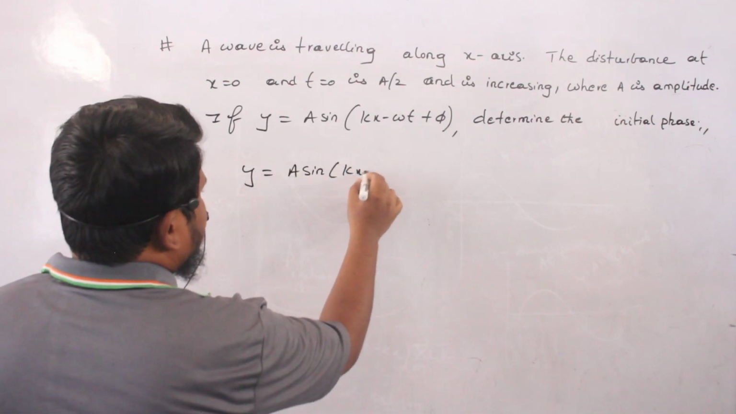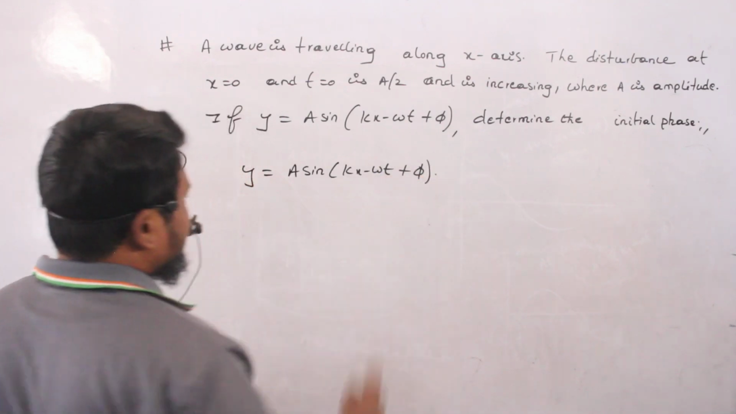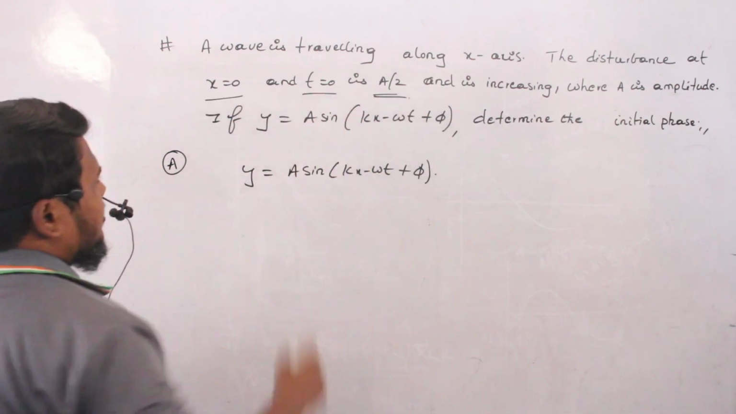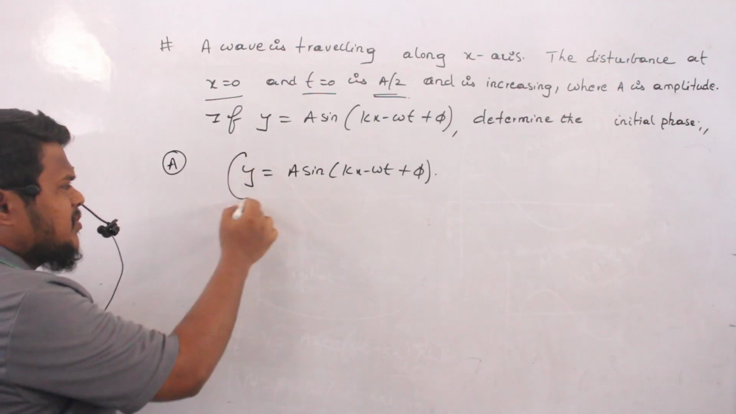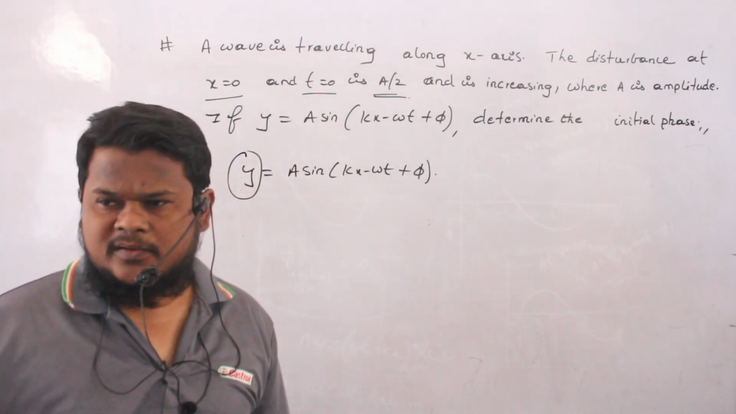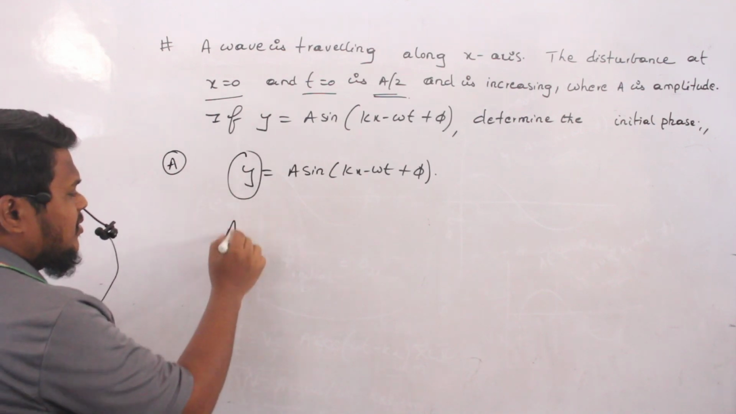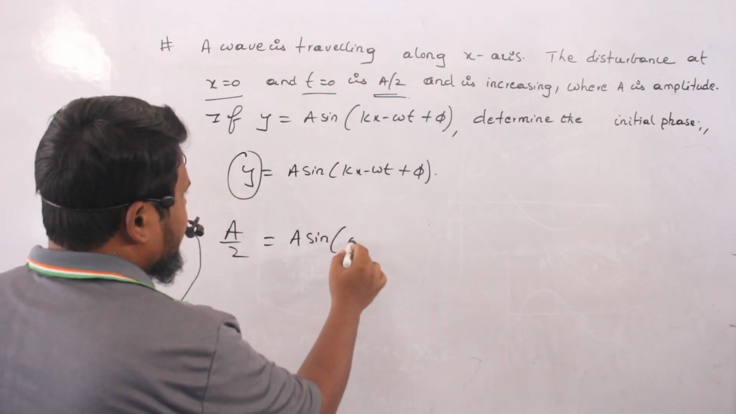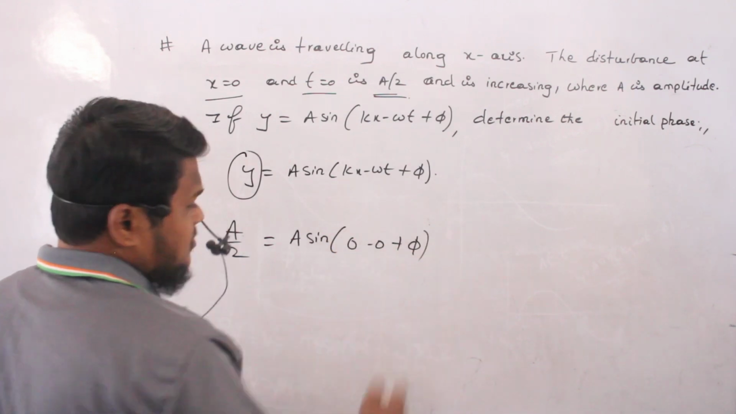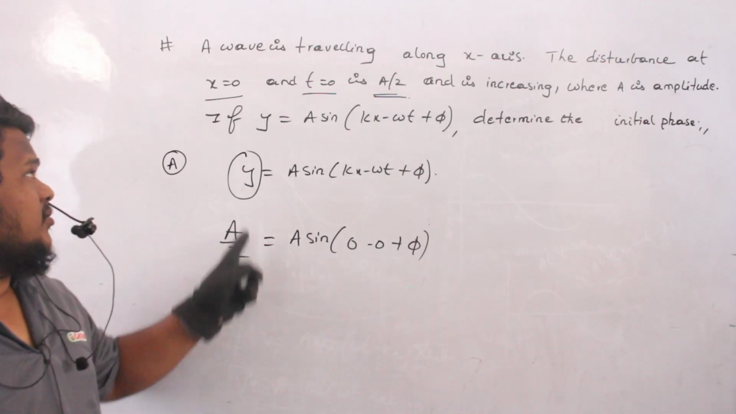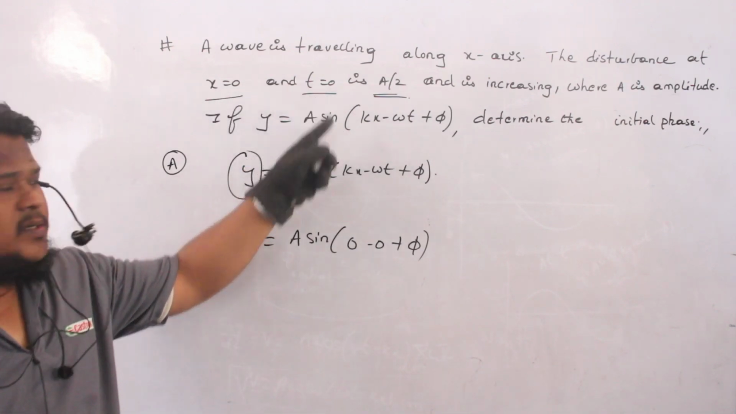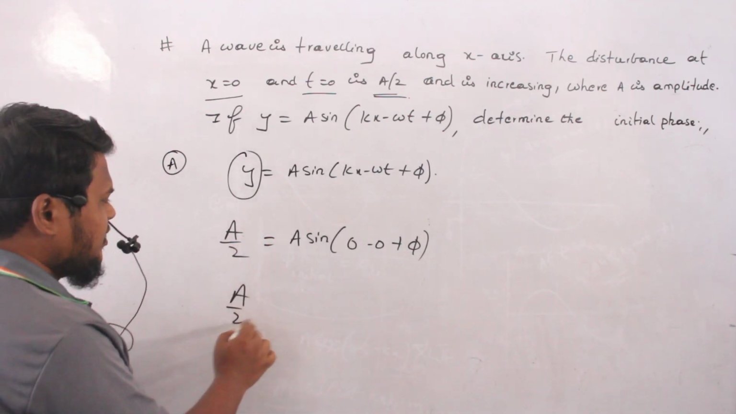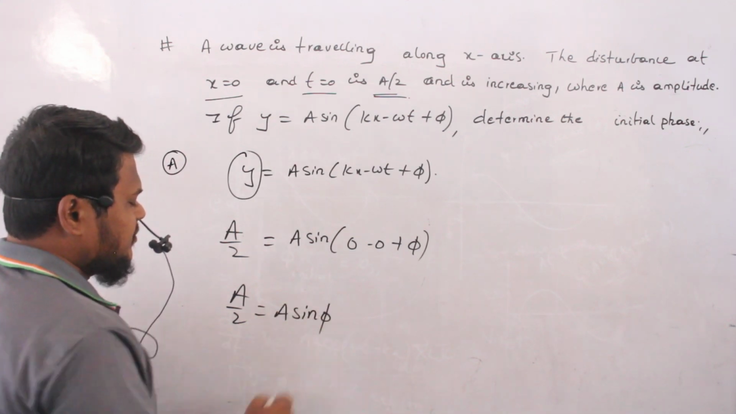Okay, now let us see how we can write this. y is equal to A sin(kx minus omega t plus phi). What are the conditions he gave? The amplitude is A by 2 when x is equal to 0 and time is equal to 0. So here y is nothing but the displacement, so instead of y I can substitute A by 2. So A by 2 is equal to A sin(k into 0 minus omega into 0 plus phi), because the x value and t value are given as 0. So kx becomes 0, omega t also becomes 0, and A by 2 is equal to A sin phi. This is the relation which I got.